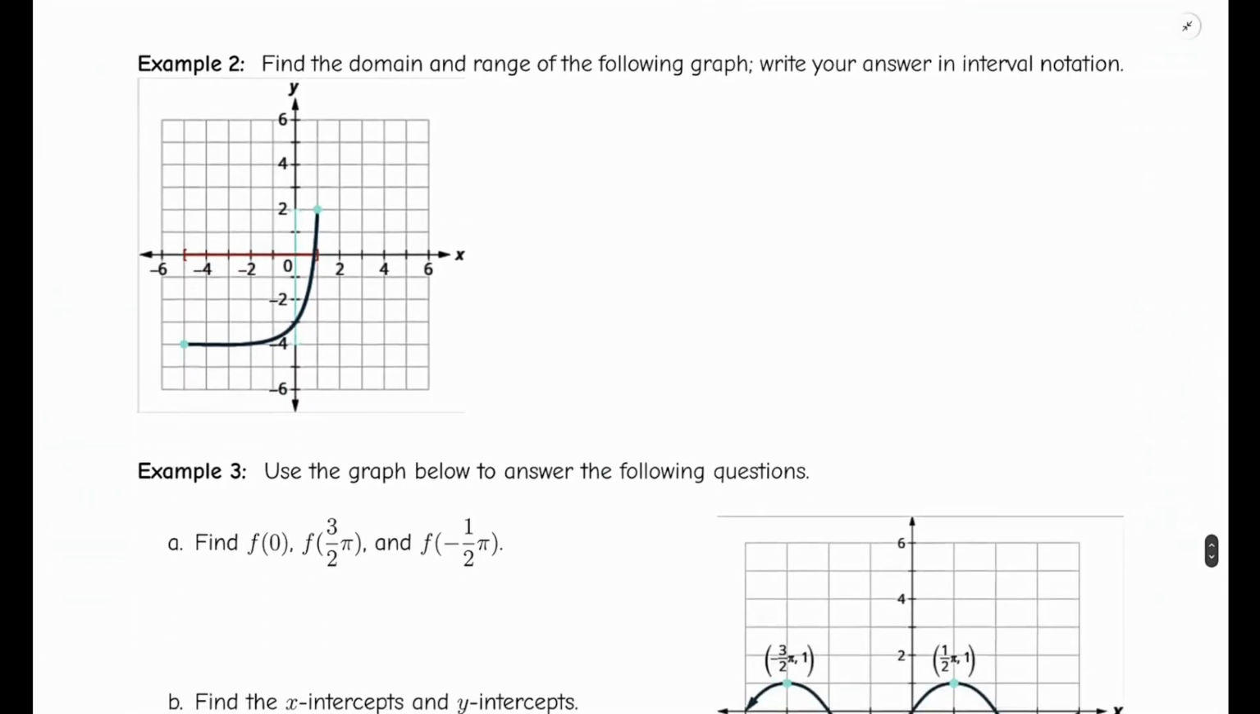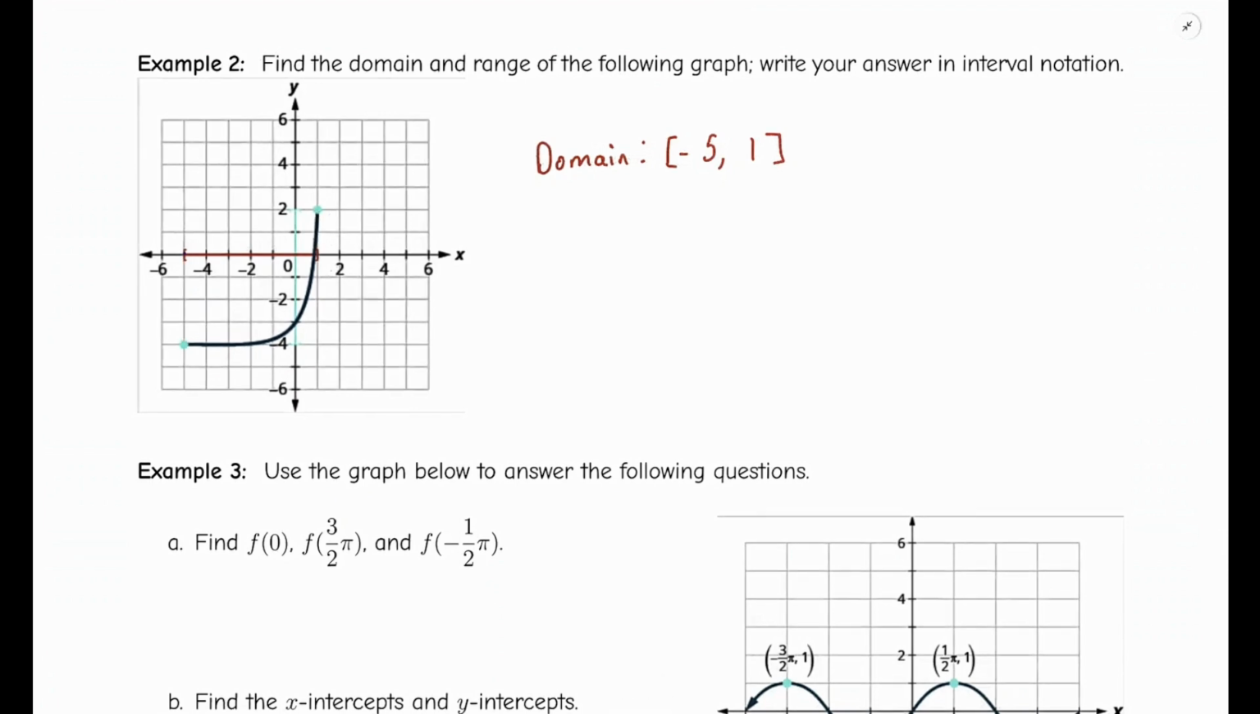Example 2. Find the domain and range of the following graph. Write your answer in interval notation. So the domain, you can see in red here, is the set of all x values. And it's going from -5 to 1. So our domain is -5 to 1. Again, that's because it goes from here to here. Those are all the x values.